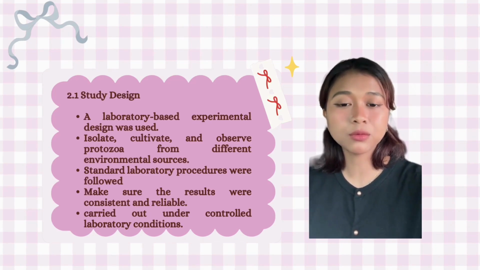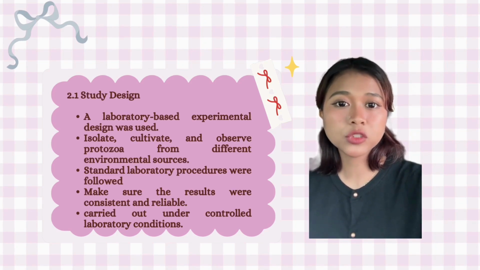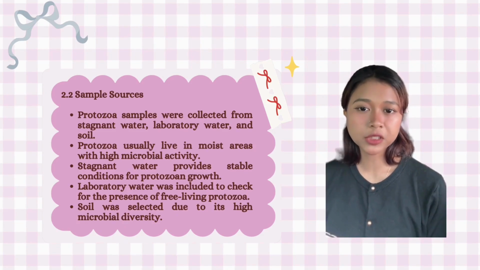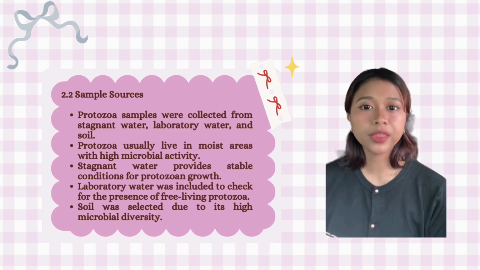So for methodology, I will explain to you the brief explanation. The first one is the study design. For this study, a laboratory-based experimental design was used. The aim was to isolate, cultivate and observe protozoa from different environmental sources. The second one is sample sources. Protozoa samples were collected from stagnant water, laboratory water and soil. These environments were chosen because protozoa usually live in moist areas with high microbial activity.